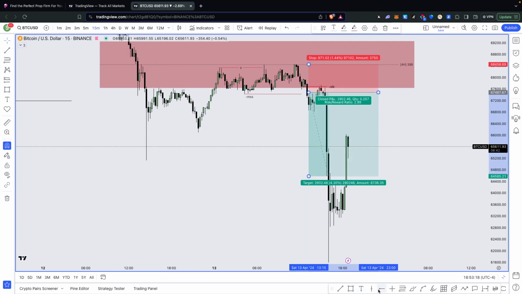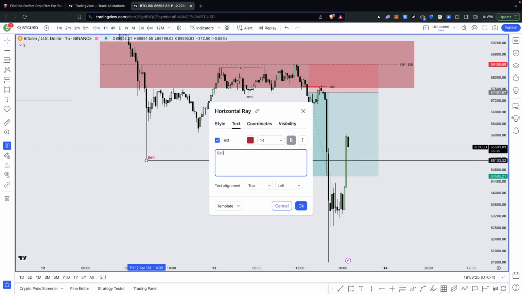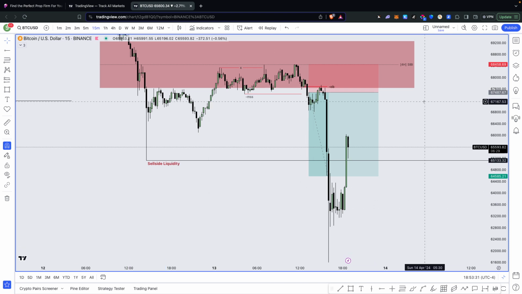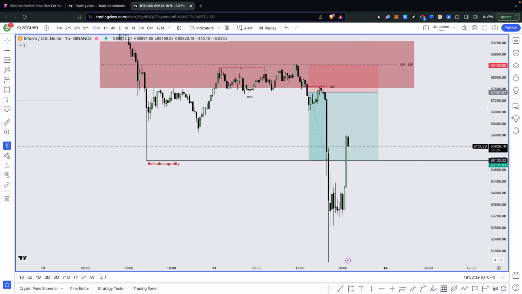This is a low hanging fruit right here. You have a low hanging fruit right here. You can target that, and it's an easy 2.5 R, and that's a good ratio.